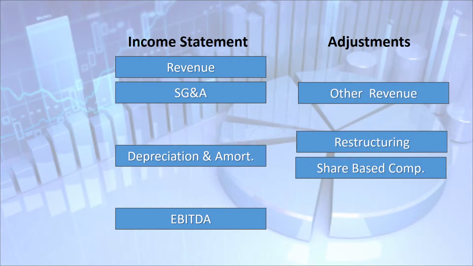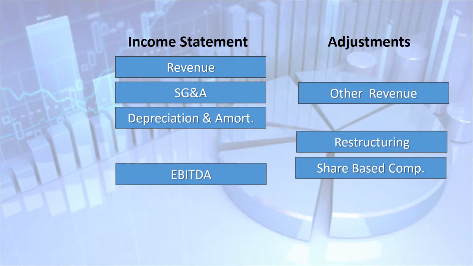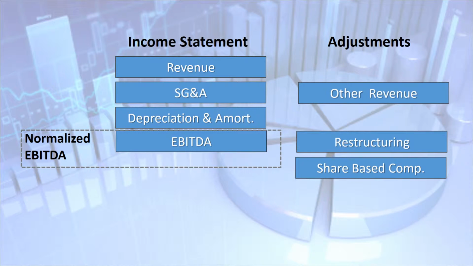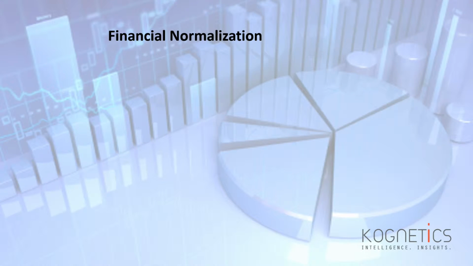Buyers don't want to overpay for a multiple on earnings that will not be realized in the future, and adjustments made by the seller need to be carefully documented and tied to source financials for the buyer's due diligence. Establishing the correct value for a company can get complicated. Kognetics simplifies the process through automation.